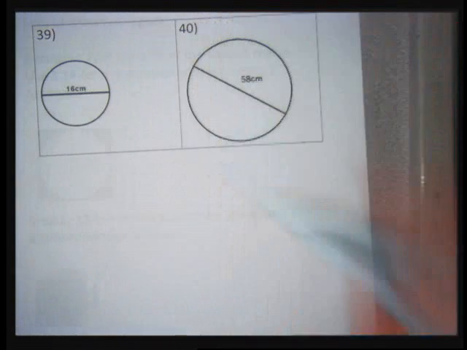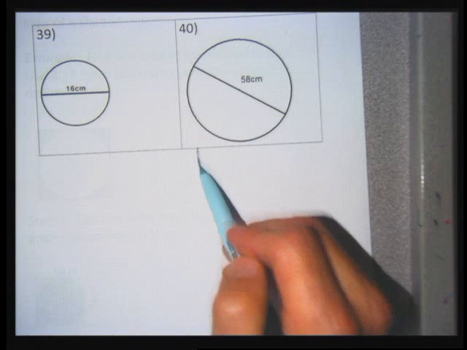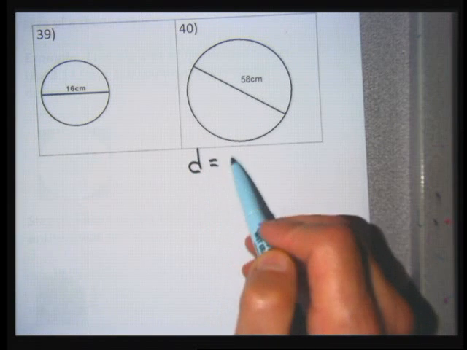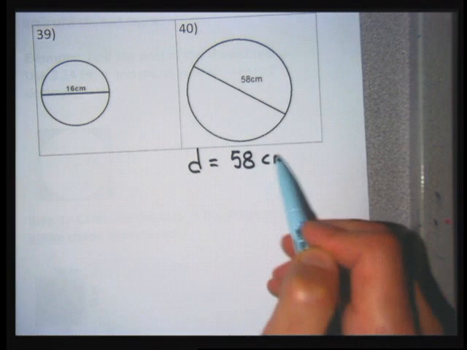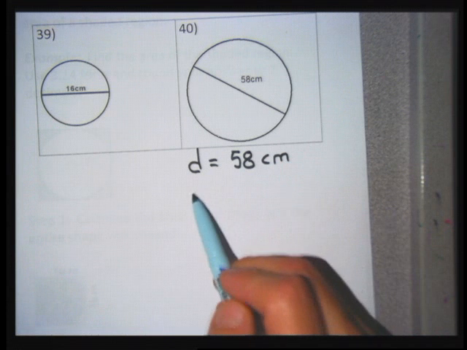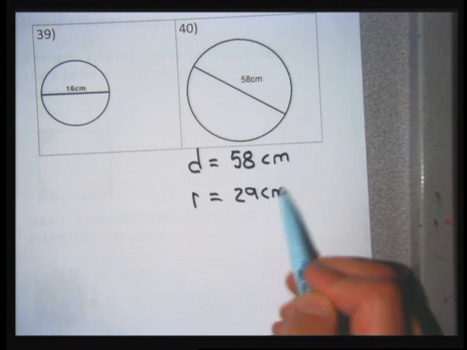Finally, last one of this kind of problem. And then we get into the new kind of problem. So in 40, the diameter is 58. So the radius is half of 58. If you divide that by 2, you get 29.